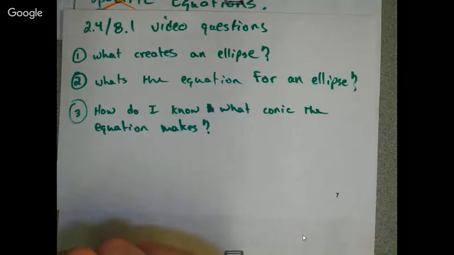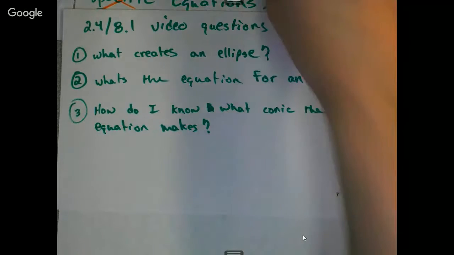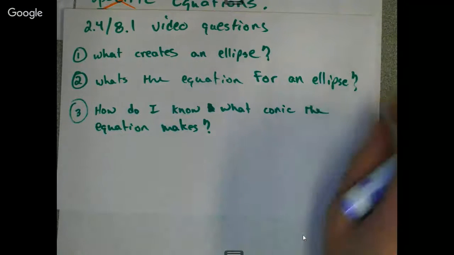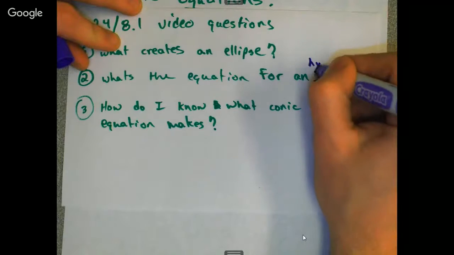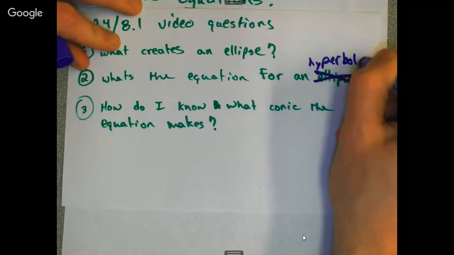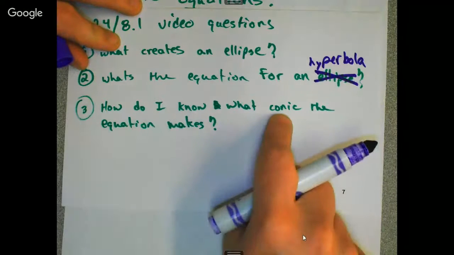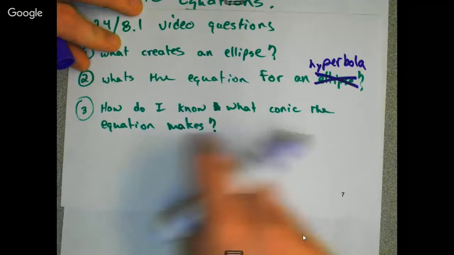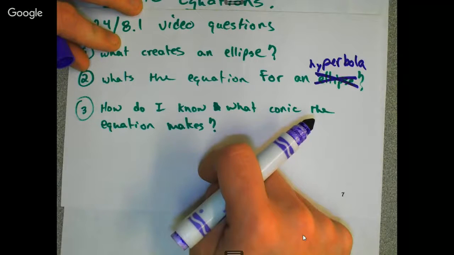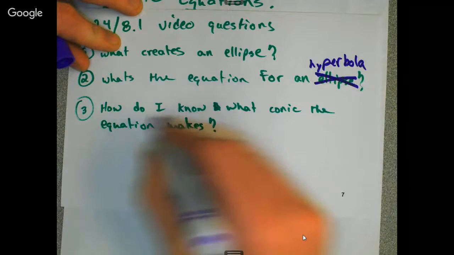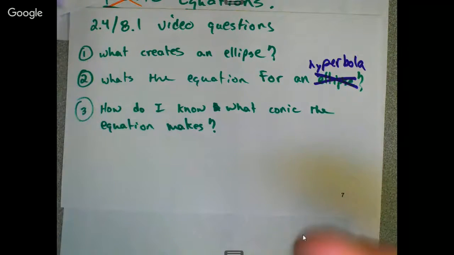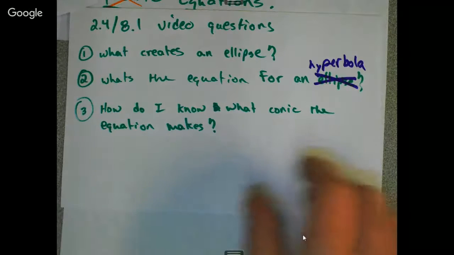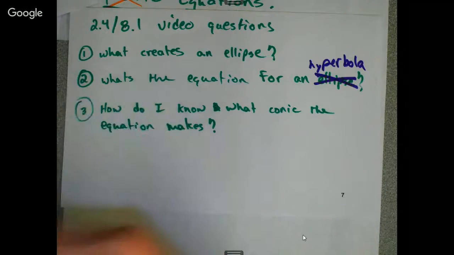So what creates an ellipse? What is the equation for, and I'm going to change that to a hyperbola. How do I know what conic the equation makes? So if I give you a random equation, how do you know which one it is? Okay, that is it. You can stop right here.